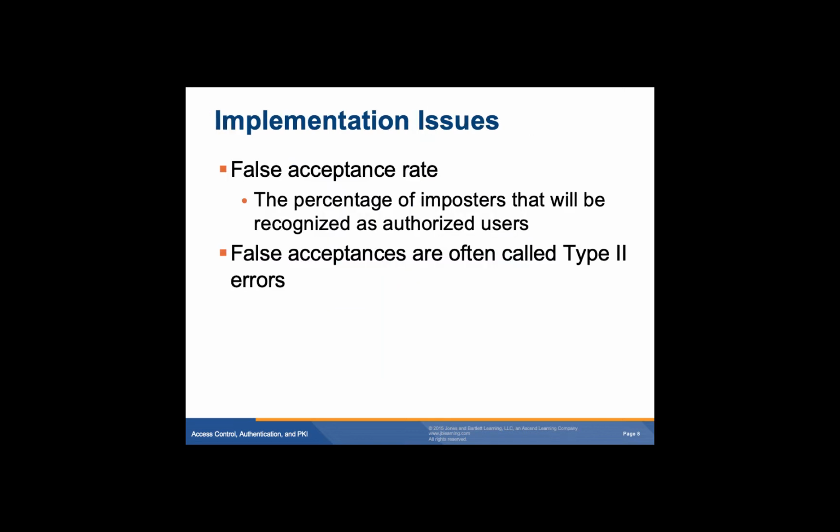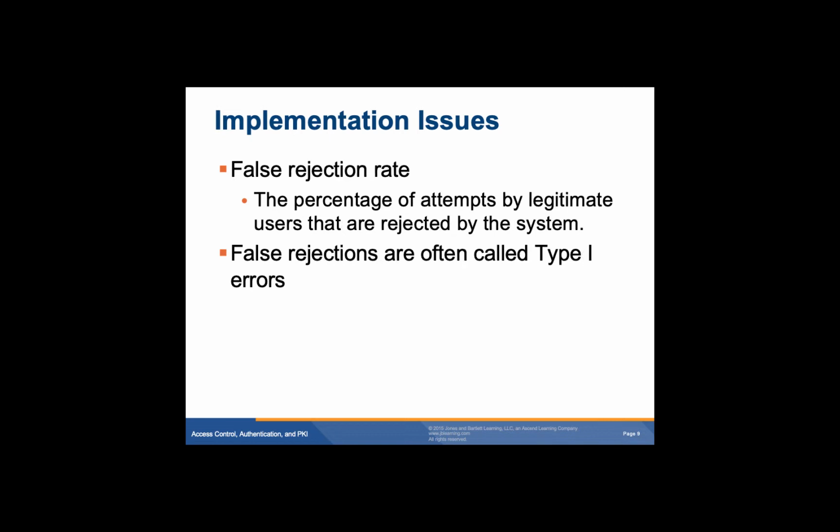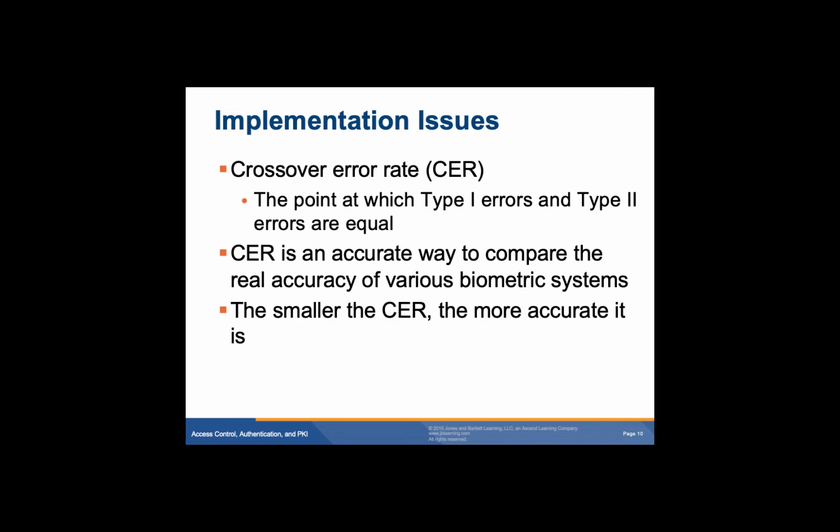Some of the implementation issues that we run into are false acceptance rate, the percentage of imposters that will be recognized as authorized users, would be a false acceptance. And false acceptances are often called type 2 errors. Now, regarding other implementation issues, we have the type 1 errors. False rejection rate. The percentage of attempts by legitimate users that are rejected by the system, again, are called type 1 error rates.